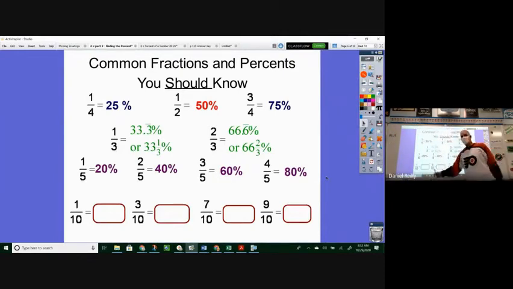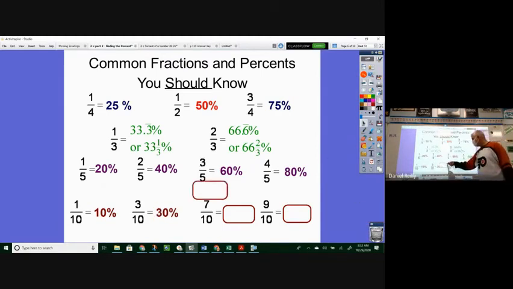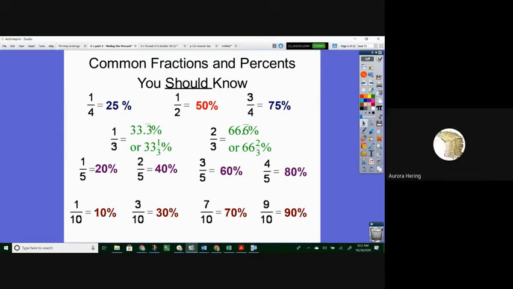Okay, and then tenths, 10%. 1/10 is 10%. 3/10, 30%. 7/10, 70%. 9/10, 90%. How come I don't have 6/10 up here? It would be 60%, but why didn't I write 6/10 here?